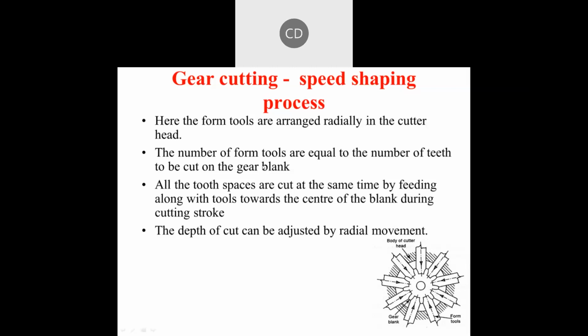The cutting stroke is the time when we remove part of the material of the workpiece. That is called the cutting stroke. The return stroke is without removal of material from the workpiece, so that is called the return stroke. That is the meaning of cutting stroke and return stroke. The depth of cut can be adjusted by the radial movement. That is the process used in the gear shaping process.